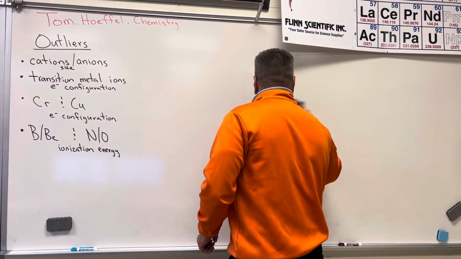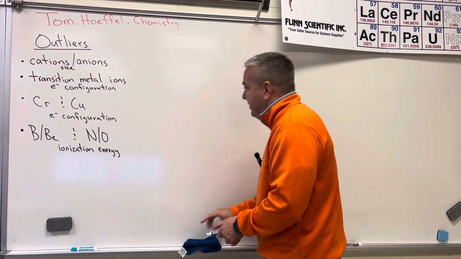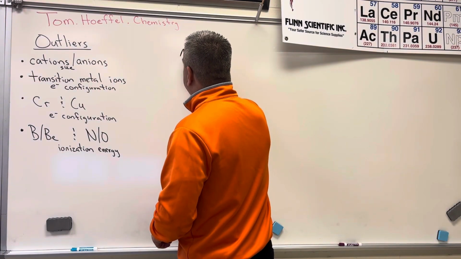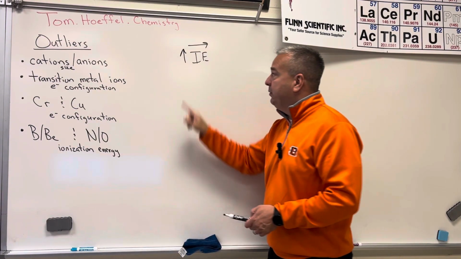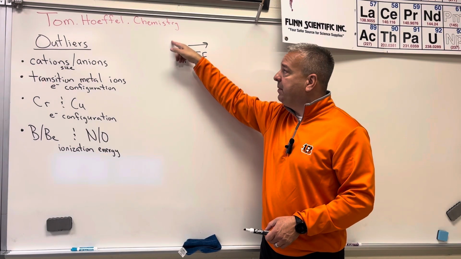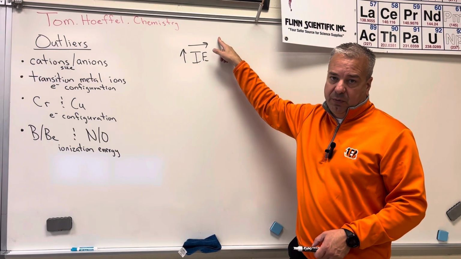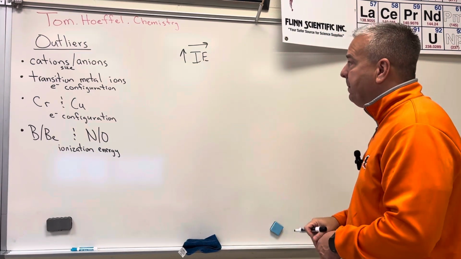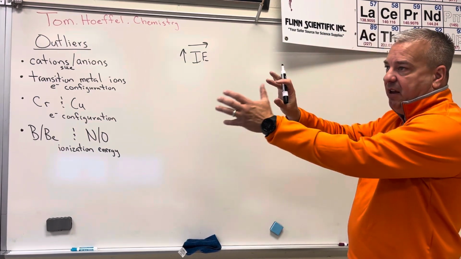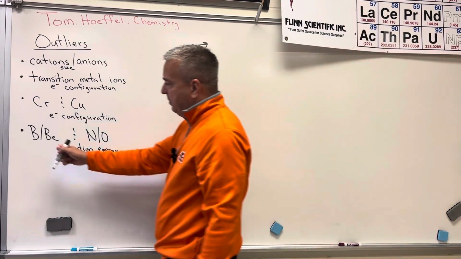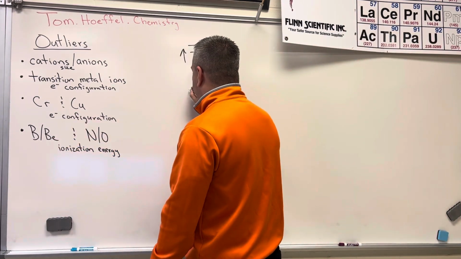Now we know the trend for ionization energy is up and to the right on the periodic table, due to a lack of shielding going up and due to a higher effective nuclear charge going to the right on the periodic table. However, in a given period, there could be some exceptions. And the first exception we're going to look at is boron versus beryllium.